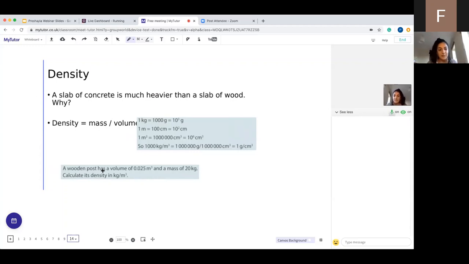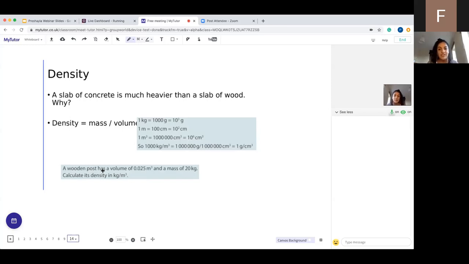So moving on to today's content, density. So density, a slab of concrete is much heavier than a slab of wood of the same size. So if we hold a slab of concrete, let's say 30 centimeters by 30 centimeters, and the same of wood, we know that the concrete is going to be much heavier. But why? They're the same size. Well, that is because of the density. So we know that the particles are much, much more densely packed in concrete than in wood. So we say that the density of concrete is higher than the density of wood.